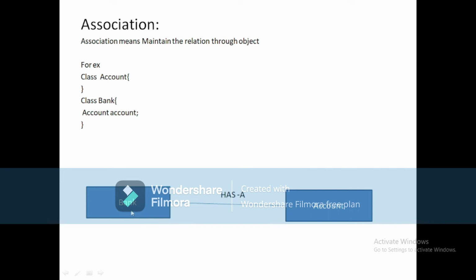If I say account has a bank, that is not possible, right? But if I say bank has an account, yes, that is the way we can say so. Bank has an account is a has-a relationship. So bank is having an account; bank is referencing the object of account. That's why we are saying a bank has an account. So this is the has-a relationship.